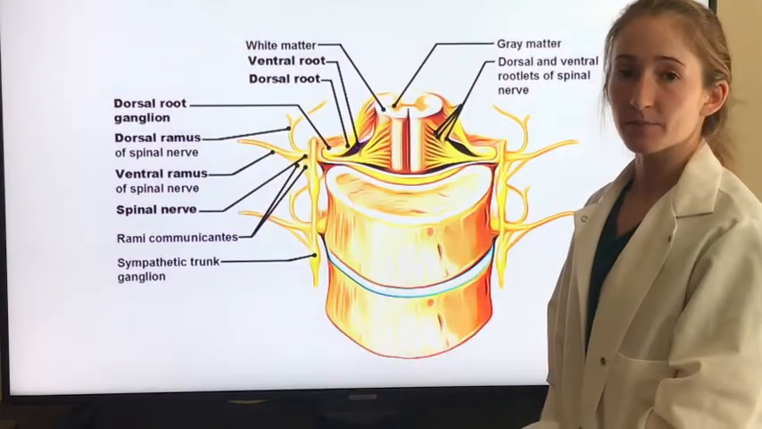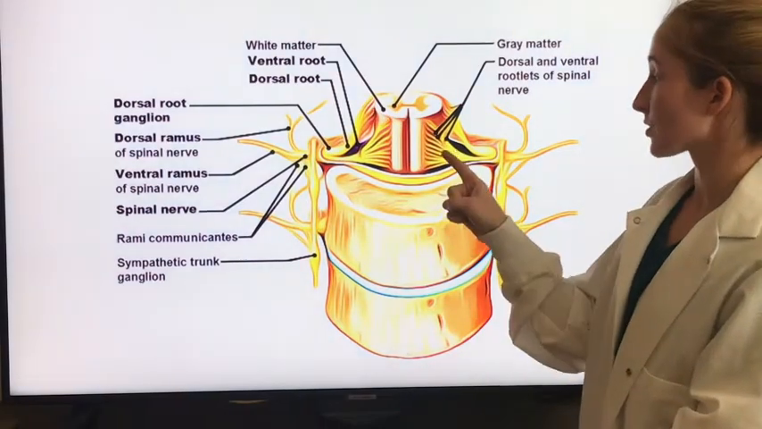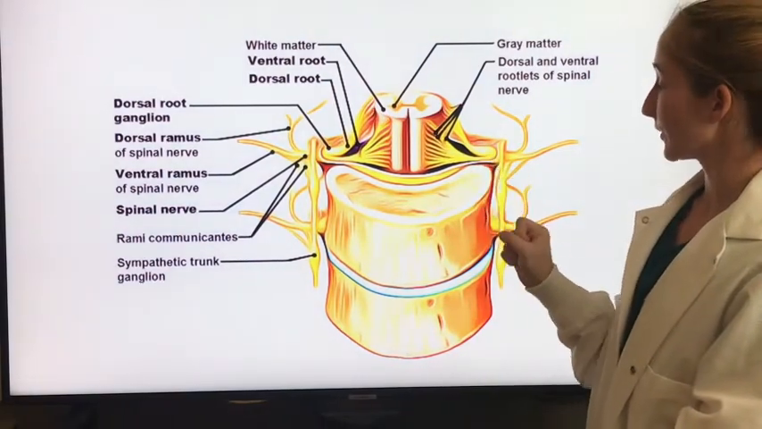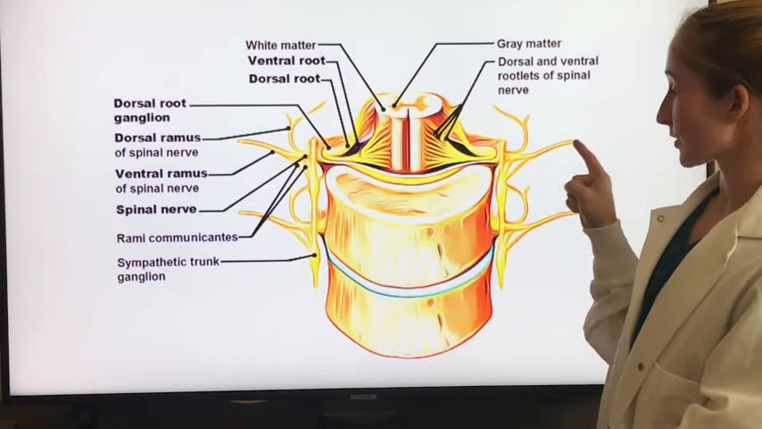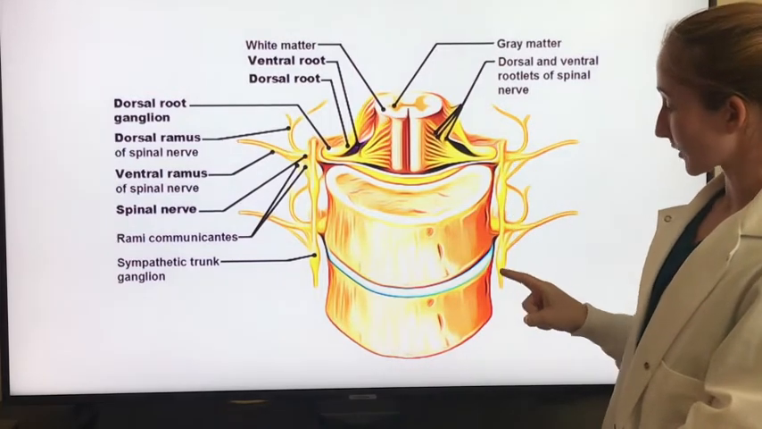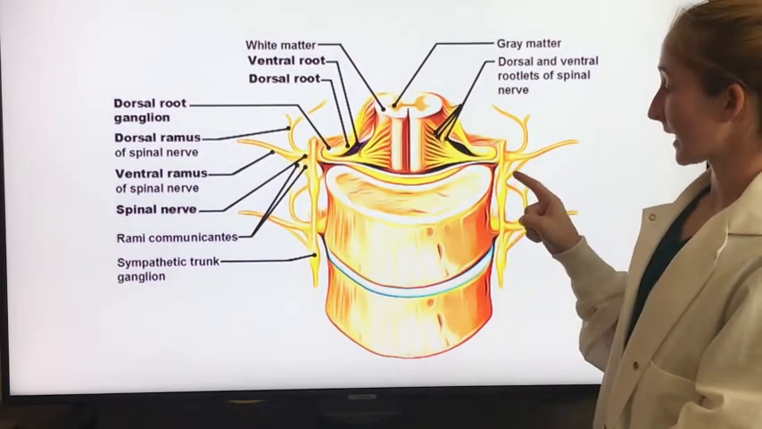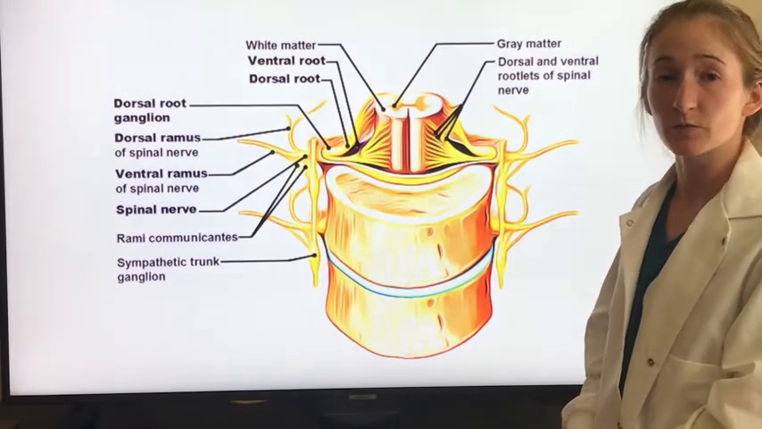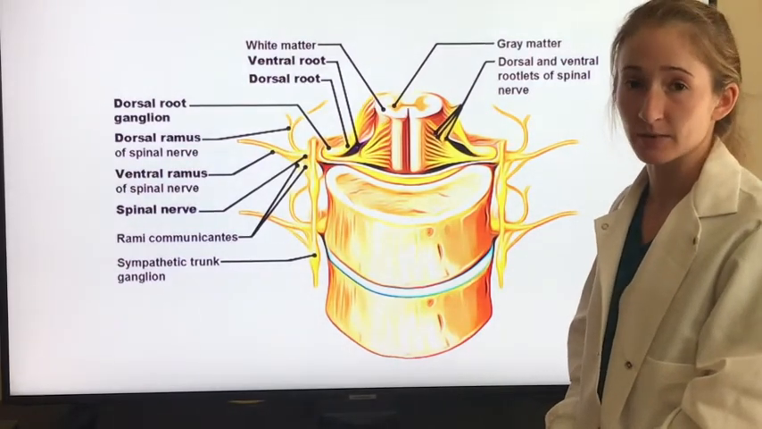Here's another close-up picture of the spinal nerve. We see the ventral and dorsal rootlets, ventral and dorsal root, spinal nerve, and the dorsal and ventral rami. Here's the sympathetic trunk. We see rami communicantes that are the communicating branches between the ventral rami of a spinal nerve and the sympathetic trunk.